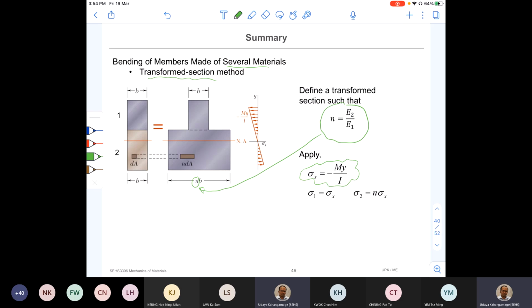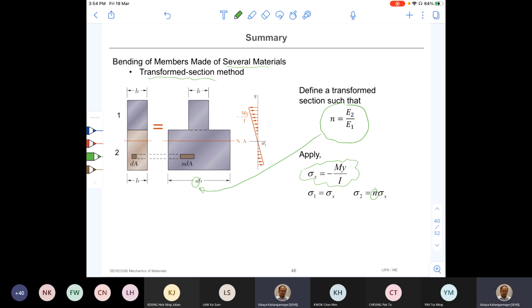Then to find out the stresses on the original or real section, we need to transform the stress values in the imaginary section into the original section, right? Again, it is done by multiplying the imaginary section stresses by the factor n. So once you multiply by factor n, then you get the stresses on the original section. Okay, so that's what we have done last time.